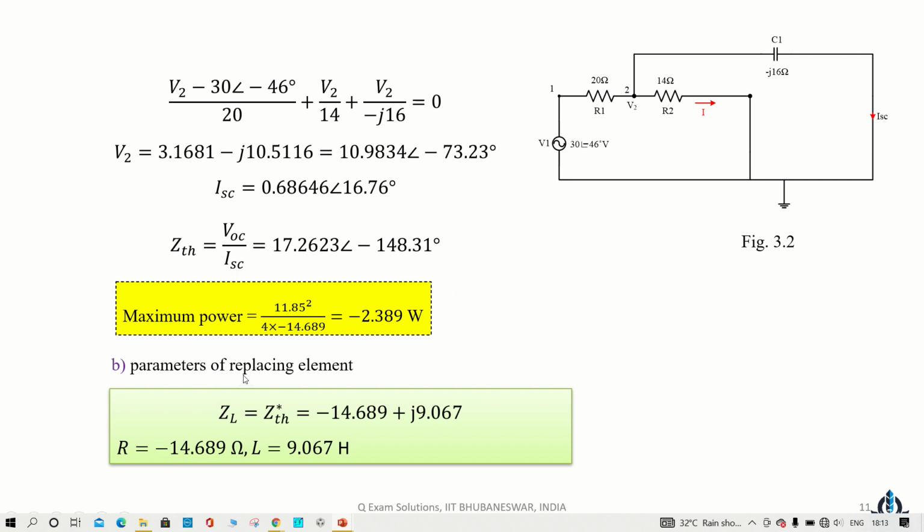In part B, it is also asking for the replacing element. So what is the replacing element? The load impedance is equal to ZTH star, the conjugate. If you take the conjugate, then you get this, and if this is positive, it means it is an inductance. If it is negative, then it will show a capacitance.